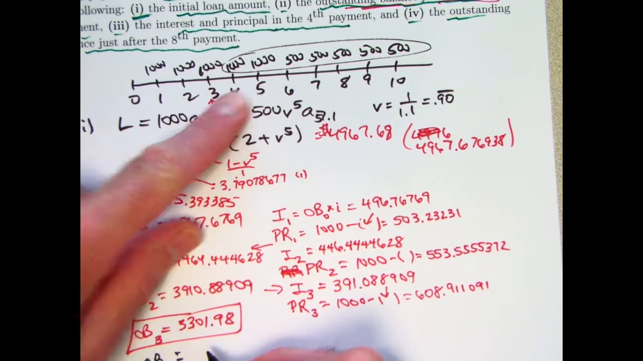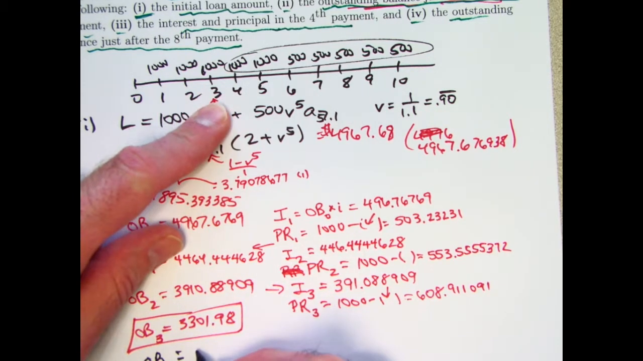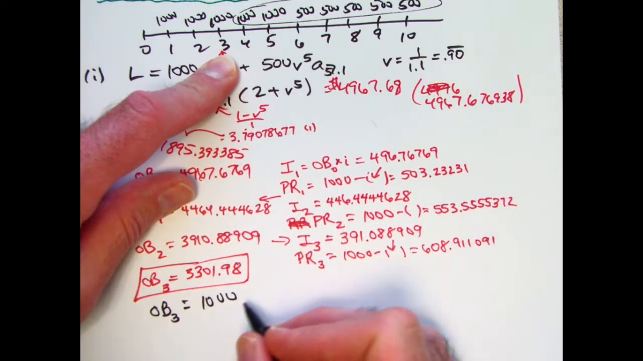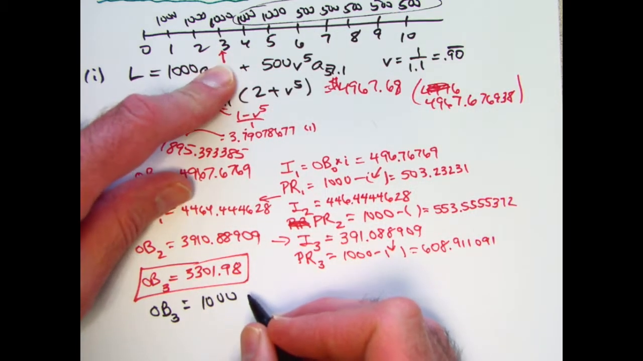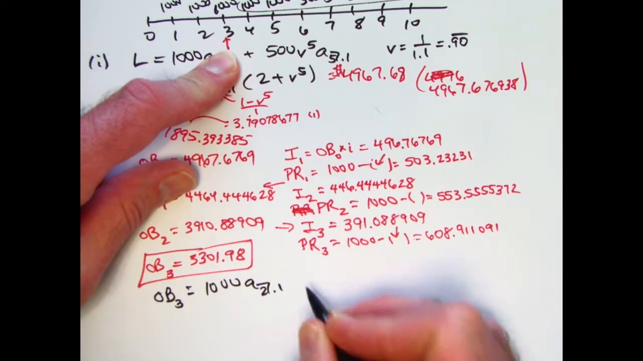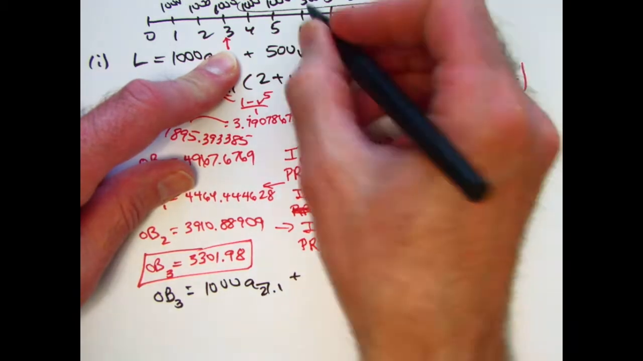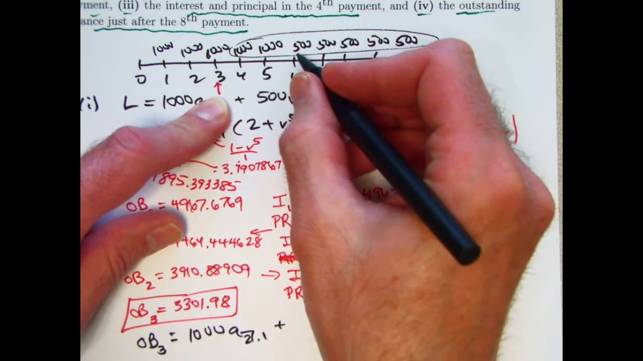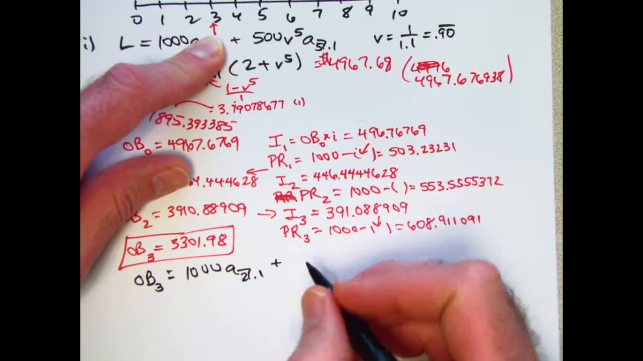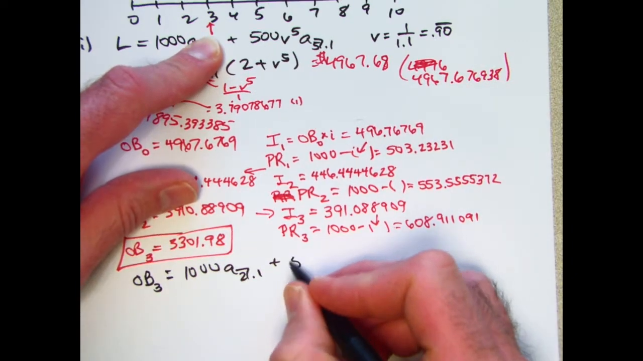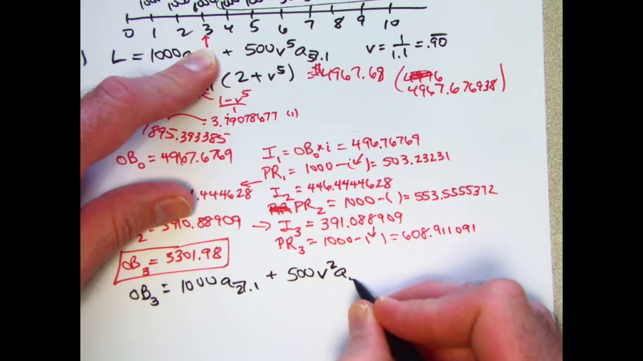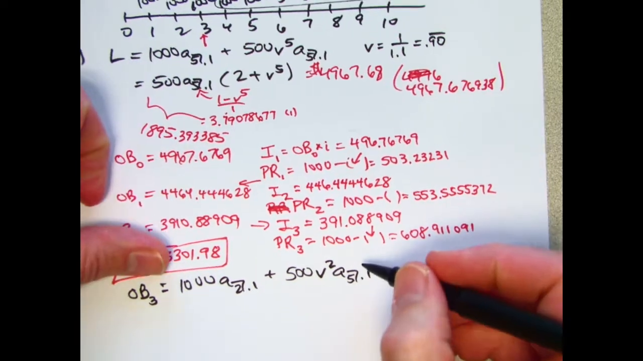So present value at time 3 of all these remaining payments, we've got 2 payments of 1,000 that are paid over the next 2 years, at the end of the next 2 years. So its present value at time 3 is going to be 1,000 a_2 at 10%. And then we have these 5 payments of 500. If you discount those back to time 5 and then multiply by v squared to get to time 3, that'll be part of the balance as well. So we'll have 500 v squared a_5 at 10%.